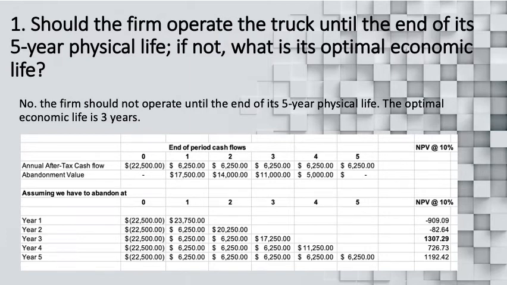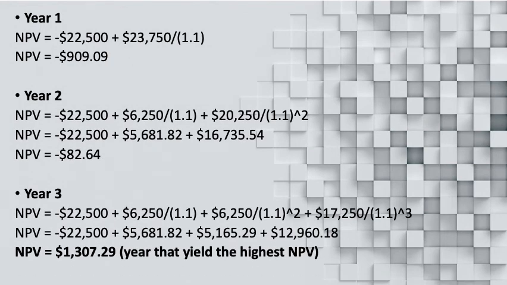So to get the optimal economic life of the truck, we need to find the highest NPV of all the years. In this case, it is year 3, in which the NPV at 10% is $1,307.29. Though it is a small amount, of all the 5 years, year 3 has the largest amount compared to the other 4. So these are the computations. We need to compute the NPV, and we need to substitute the formula of NPV.